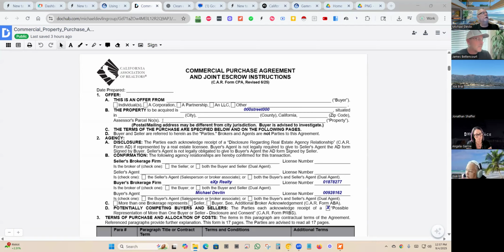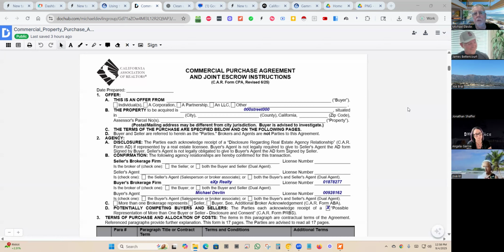So date prepared, offer from, notice there's more choices: LLC, partnership, whatever. It wants the assessor's parcel number really bad. And that's because a lot of times mailing addresses are not the real address. It's hard to explain how many times people have said, well, the post office delivers the mail to this address, so that must be the legal description of the property. I'm like, no, it's not. The post office doesn't care, right? You scrawled an address on the side of the building and you put a box there, they're going to stick the letter in, right?